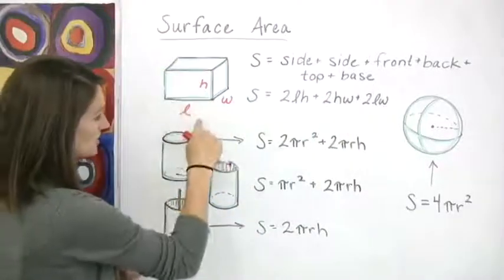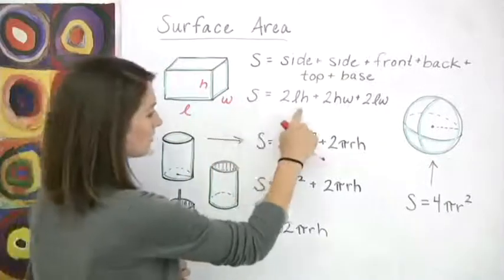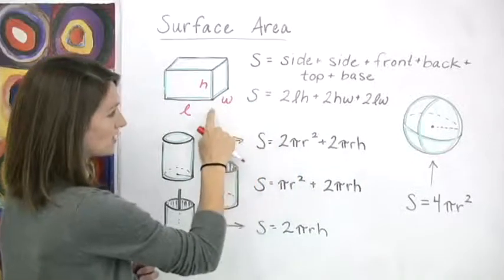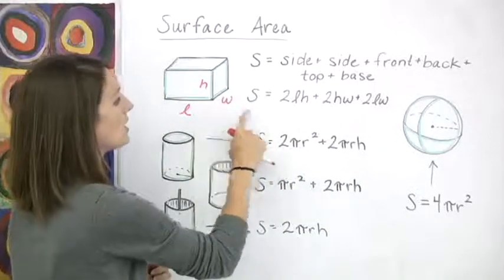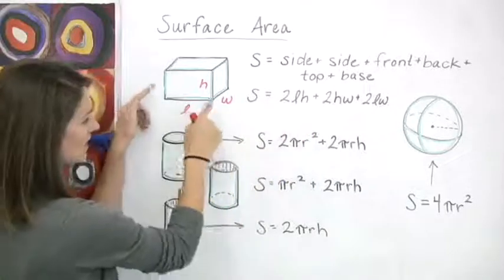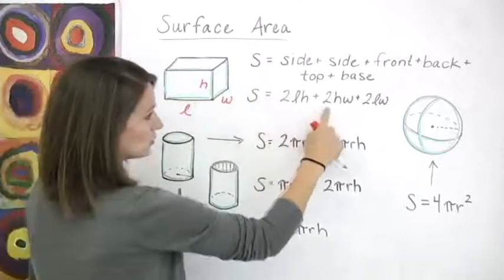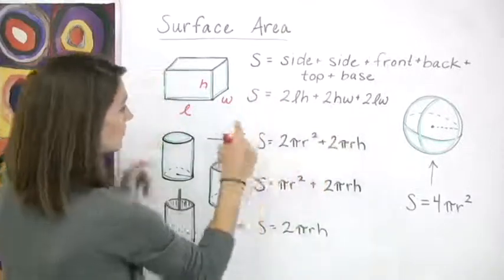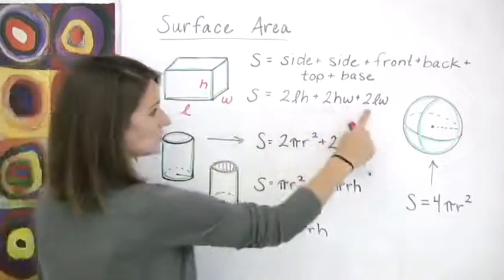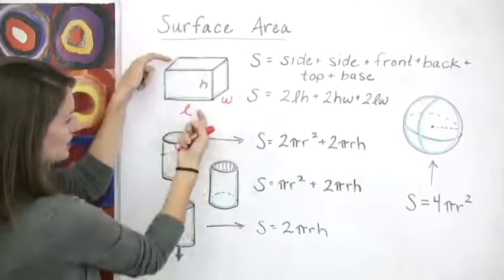Using our measurements of length, width, and height, we can find the formula for the surface area. The surface area for a rectangular solid is 2 times the length times the height, that's for this side here and the other side on the back. Plus 2 times the height times the width, which is for these ends here. And plus 2 times the length times the width, which is for our top and our base.